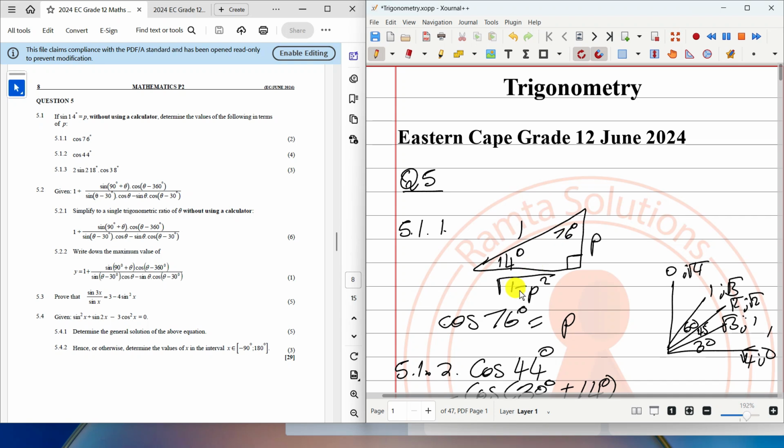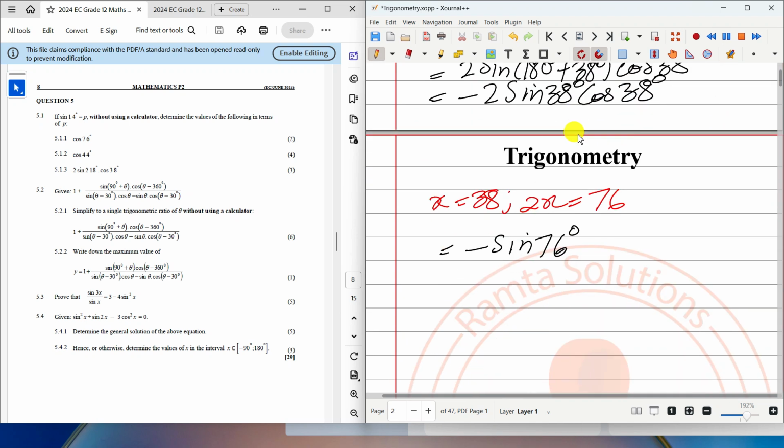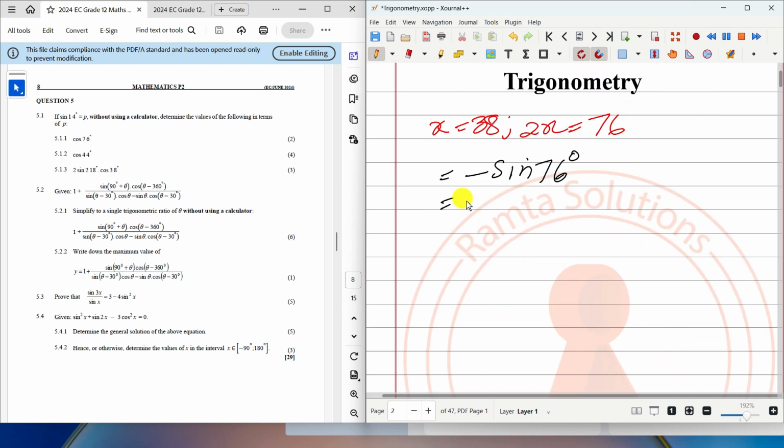It is square root of 1 minus p squared, right? So it's the negative square root of 1 minus p squared. That is your negative sine 76. Right? And this is it. This is you now doing 5.1. So check. We have 9 marks in the bag.